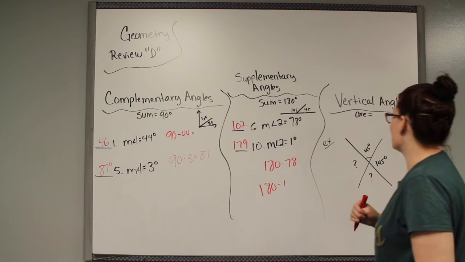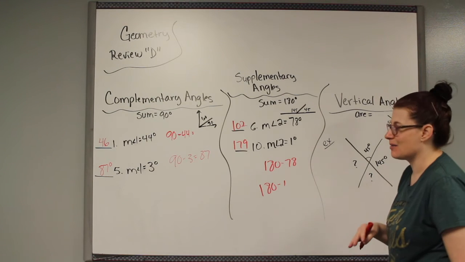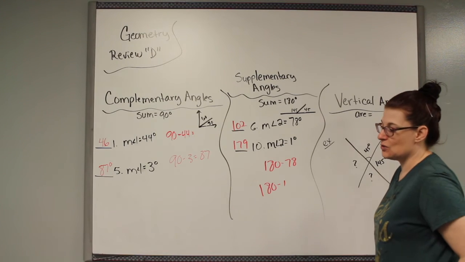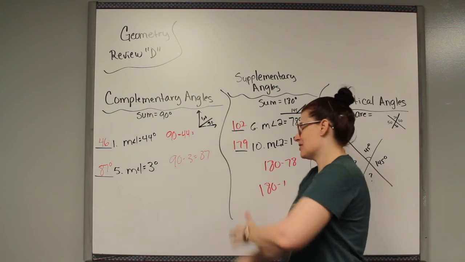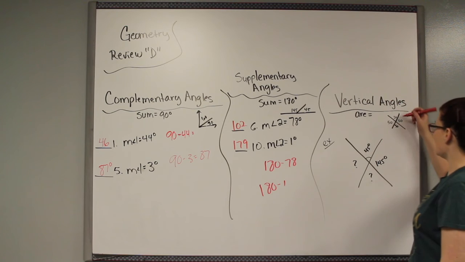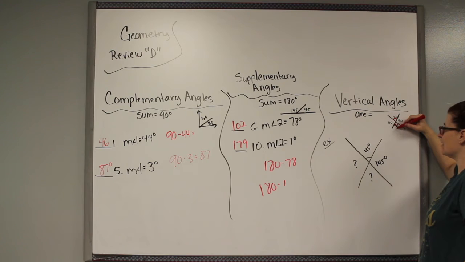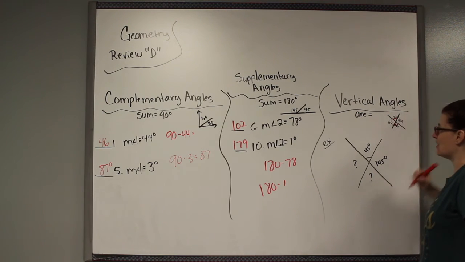The last set of angles they talk about is vertical angles, and they don't really give you any questions until the back, which is a mixture. But vertical angles are when two straight lines cross and form an X intersection. When it forms that X, the angles that are across from each other, like this one and this one, are equal, and this one and this one are equal.